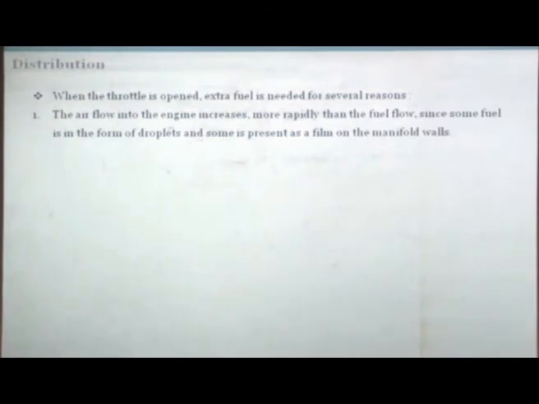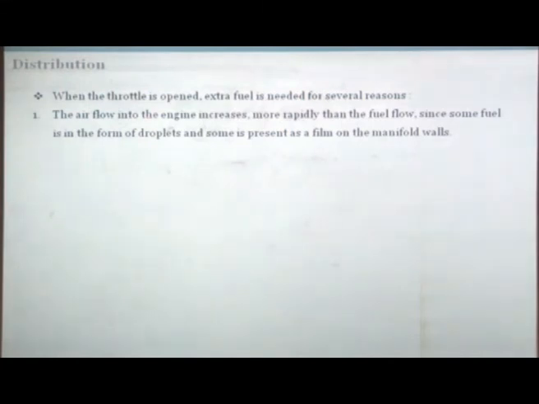So, when the throttle is opened, extra fuel is needed for several reasons. First is that the airflow into the engine increases when you are opening the throttle, and this actually increases more rapidly than the fuel flow rate, because first the air has to increase, then the vacuum will be created and then the fuel will increase.